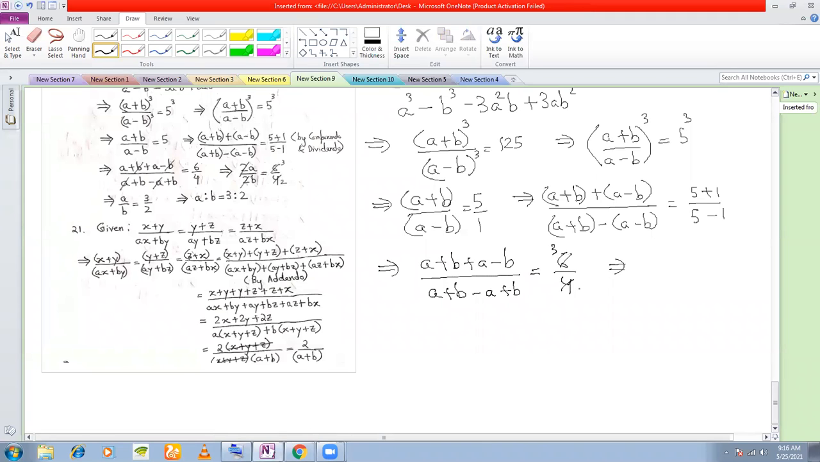Cancel. We have plus b and minus b cancelling, plus a and minus a cancelling. We have 2a by 2b is equal to 3 by 2. So 2 cancels here. You get a by b is equal to 3 by 2. That means a is to b must be equal to 3 is to 2, and that is your answer.